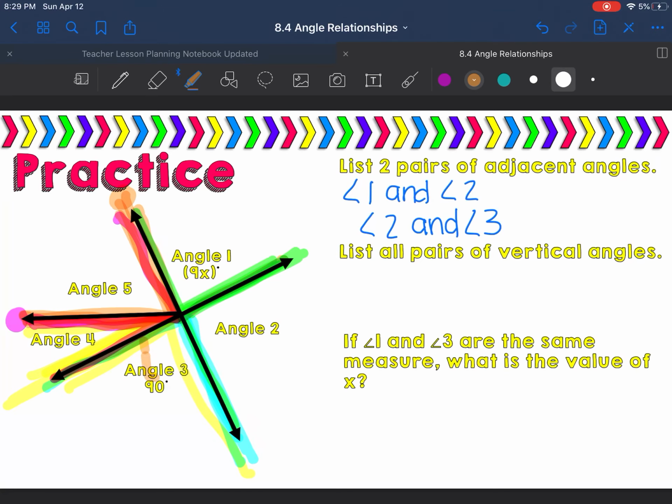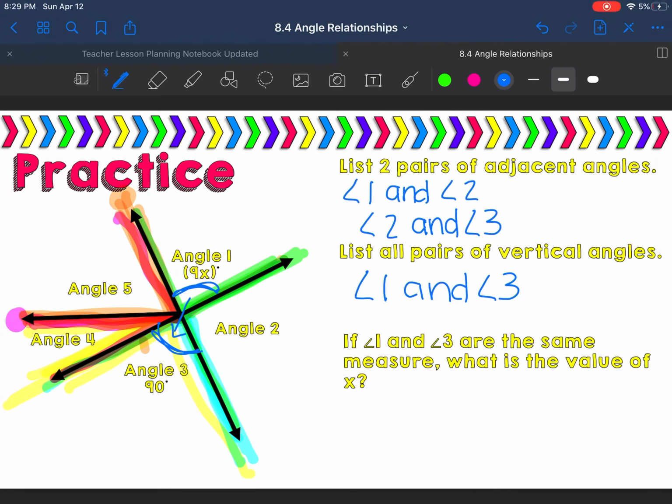Now it says list all the pairs of vertical angles. Remember, vertical angles are angles that are across from each other. So if I'm looking at this picture, I need all the angles that are vertical of each other, across from each other. And that is only one pair. Angle 1 right here is straight across from angle 3. So angle 1 and angle 3.